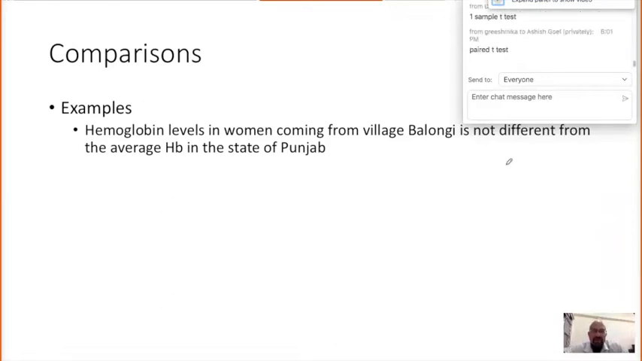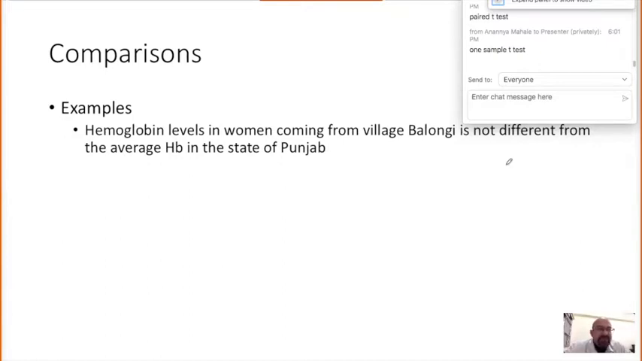Grishmika says paired t-test. So where is the pair? We have only one group of women who are coming from village Balongi. We don't have anyone else. We just have in literature the average hemoglobin in the state of Punjab, but we are trying to find if this group from Balongi matches with the state of Punjab, or is there a disease in these women from Balongi? Is there an endemic that is happening in Balongi and they might have less hemoglobin?